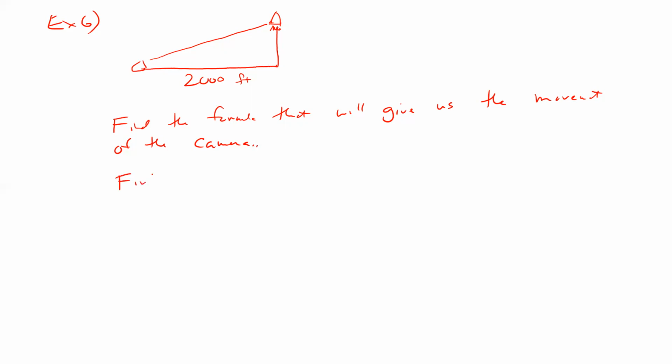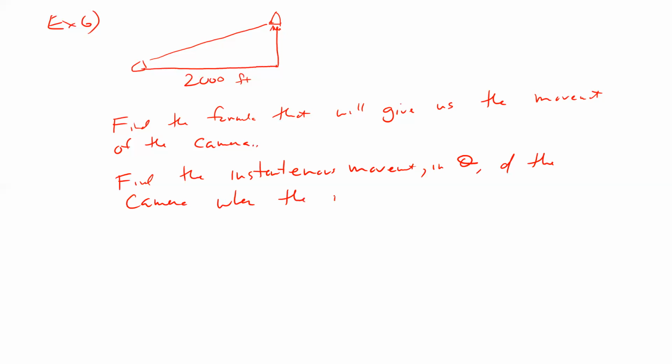Find the instantaneous movement in radians of the camera when the rocket is, maybe a fun little number, 4,582 feet in the air.